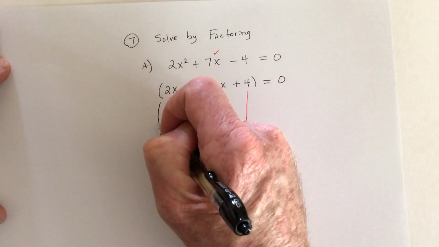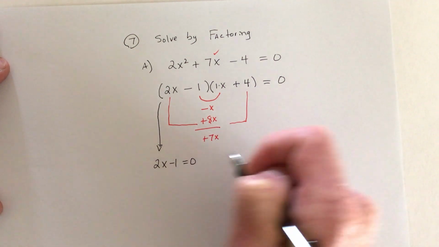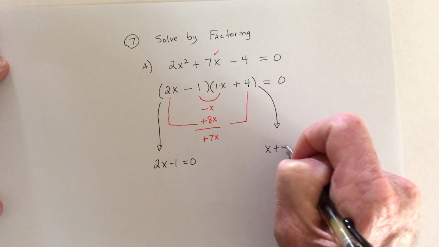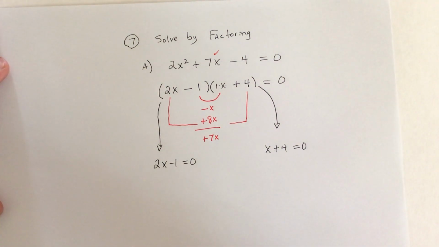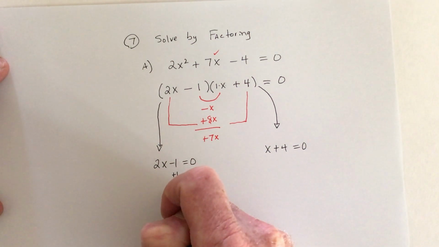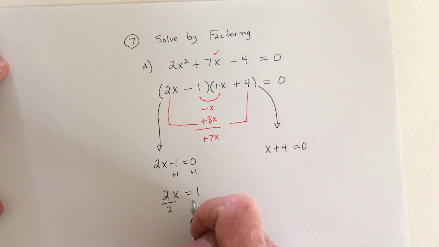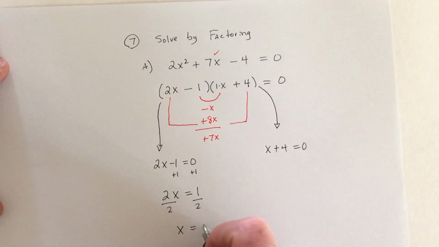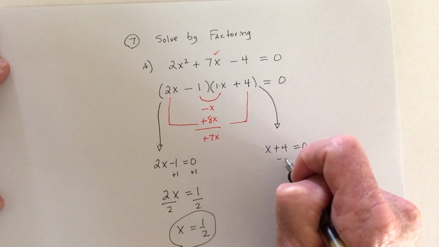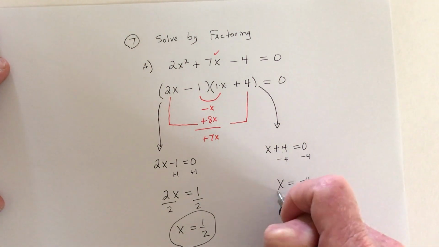The next thing you do is you basically separate it into two problems. You put the first one equal to 0. Put the second one equal to 0. And then solve each one of these separately. So with this one, I could add 1 to both sides. That's going to leave 2x on the left side equals 1. And then divide by 2 and divide by 2. So x is equal to a half. With this one, all I need to do is subtract 4 from both sides. So that means x equals a negative 4.